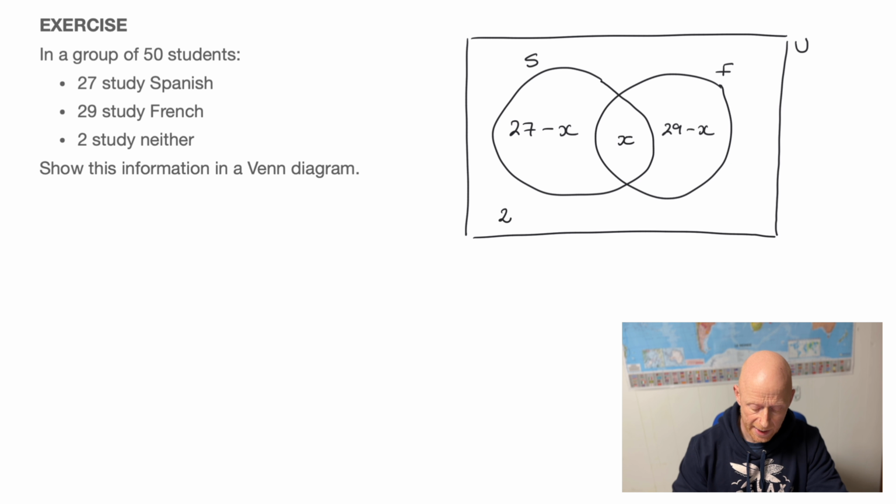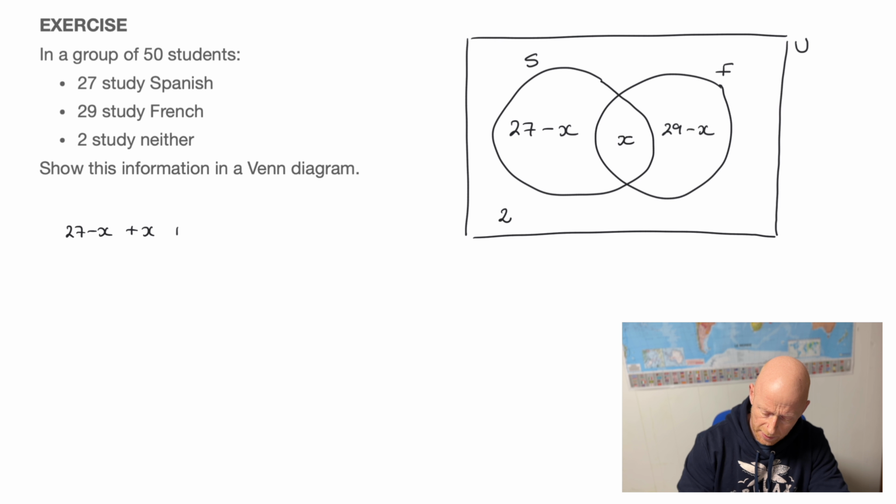Okay, we're nearly there. To figure out what x is, we now use the fact that all of the numbers we have here have to add up to 50, the total number of students we had. And so writing out that calculation, we'll have 27 minus x plus 29 minus x plus the 2 students who don't study French nor do they study Spanish, so plus 2, and all of that has to add up to 50.